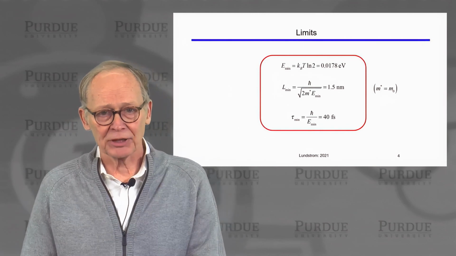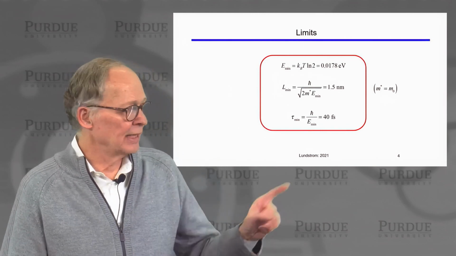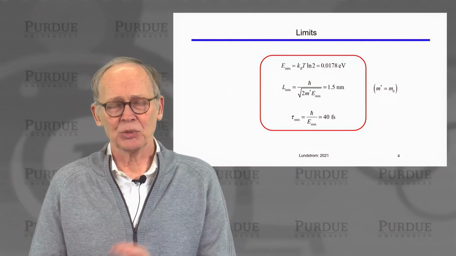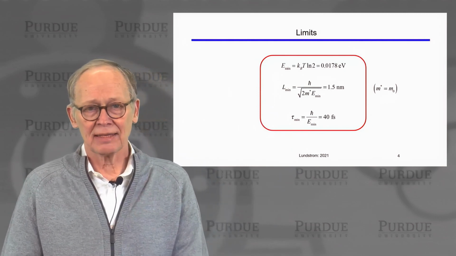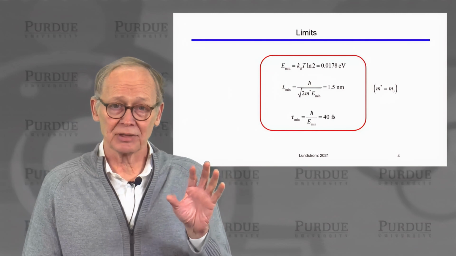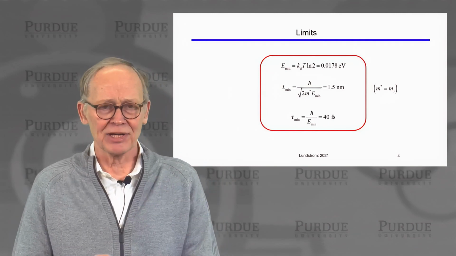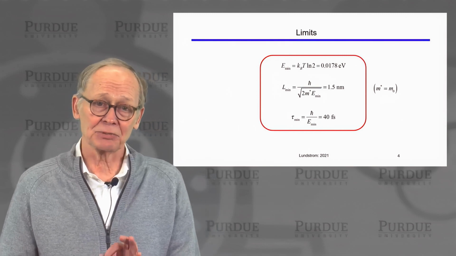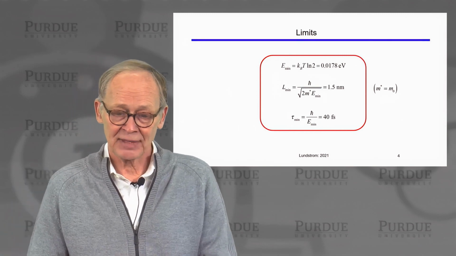Well, we went through some simple arguments. I'll just give the results here. The minimum switching energy is kT log 2. We developed that from a specific device, a MOSFET, but there are some very general thermodynamic arguments that people use in order to establish precisely the same limit.